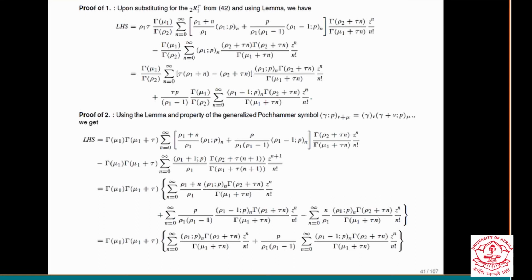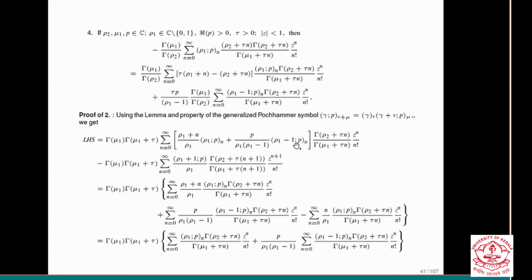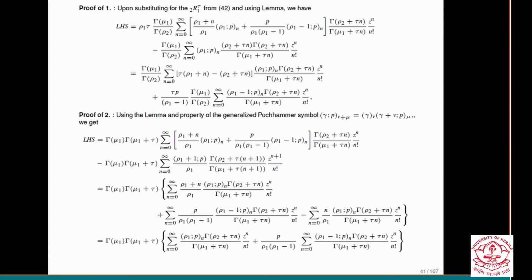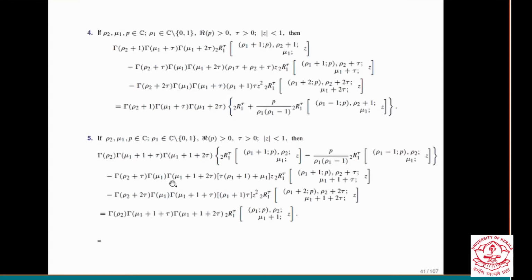Upon substituting the value of this from equation number 42 and using the lemma, we get this one, and finally this is our first result. Now the second one is this. Similarly, for the second one we can also use this concept, and with further simplification we finally arrive at this one. Clear? And this is your fourth one.